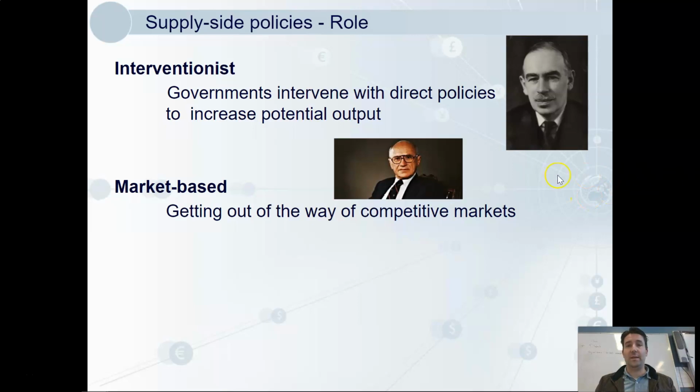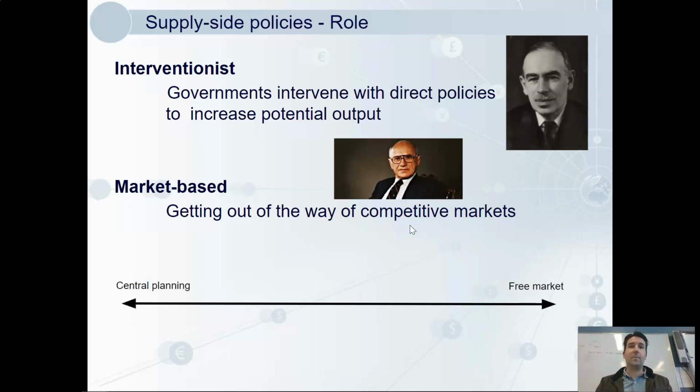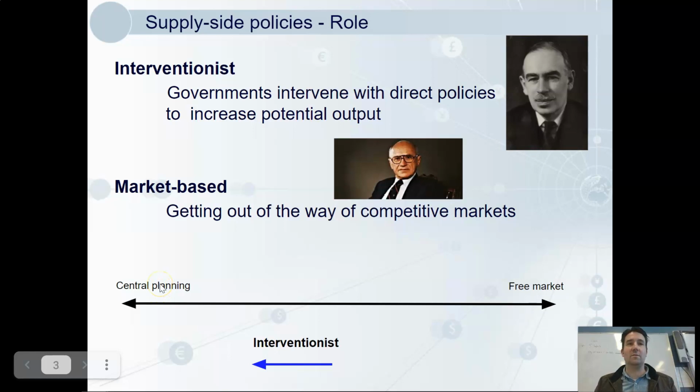Thinking back to economic systems, interventionist policies give the government a greater role in determining what gets produced, how it gets produced, and who it gets distributed to. So it sort of moves back that way towards the central planning idea. Conversely, market-based policies tend to let the market answer what, how, and for whom questions.